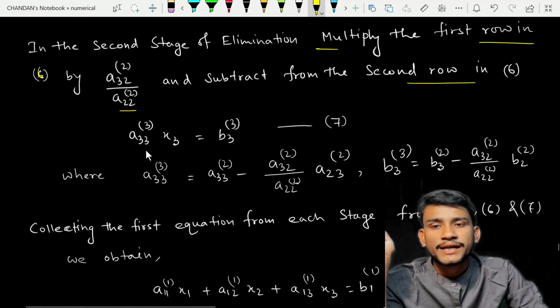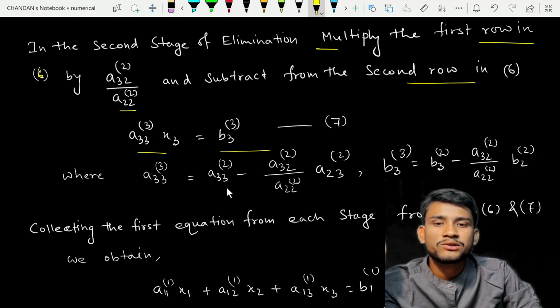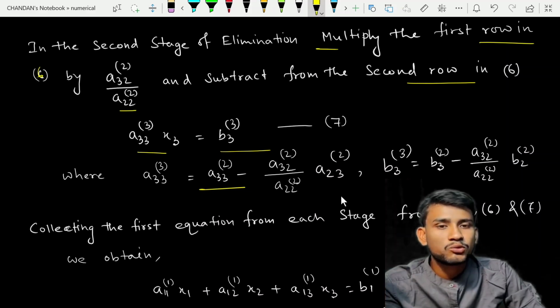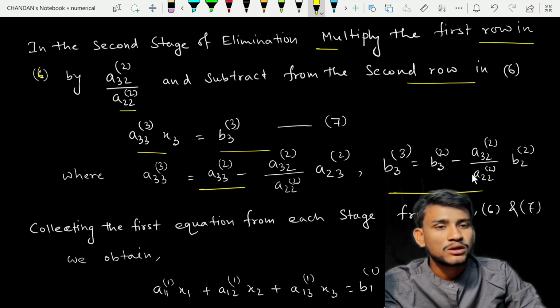Okay, so we get a33 x3 equal to b3. Now a33 superscript 3 equals a33 superscript 2 minus a32 superscript 2 by a22 superscript 2 into a23 superscript 2. And b3 superscript 3 equals b3 superscript 2 minus a32 superscript 2 by a22 superscript 2 into b2 superscript 2.